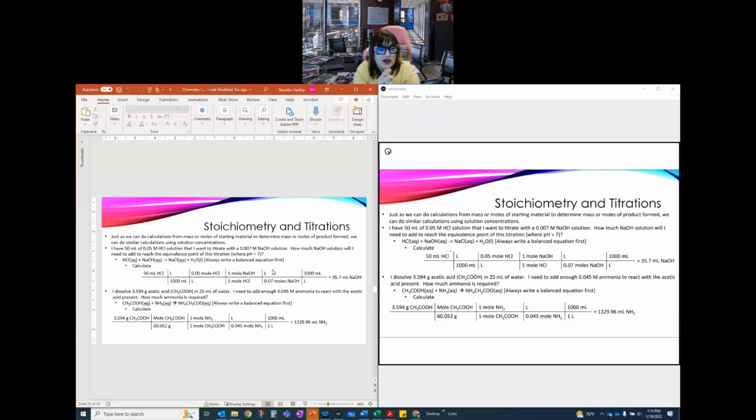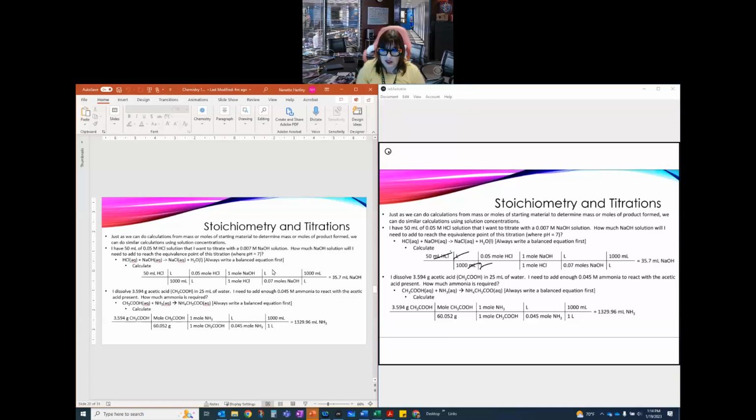Let's take a look at, I have 50 milliliters of 0.05 molar HCl that I want to titrate with a 0.07 molar NaOH. How much NaOH solution will I need to add to reach the equivalence point of this titration? So where my moles of acid are equal to my moles of base. So we have 50 milliliters of acid. We go ahead and convert that to liters. From liters, we multiply by the molarity, and that gets us moles of HCl.